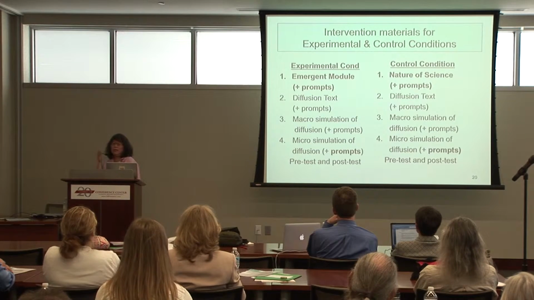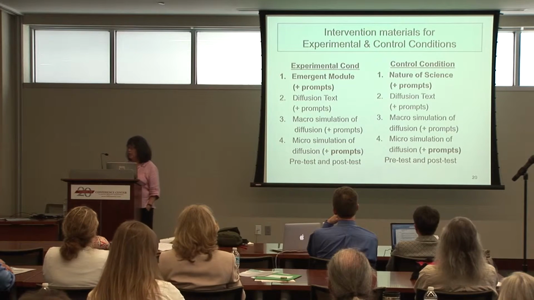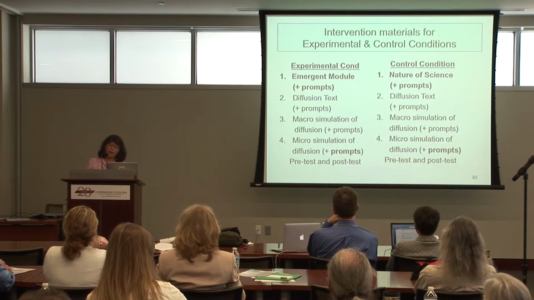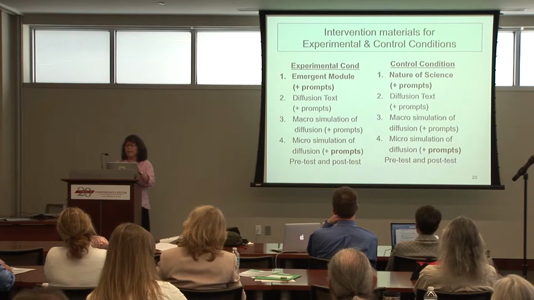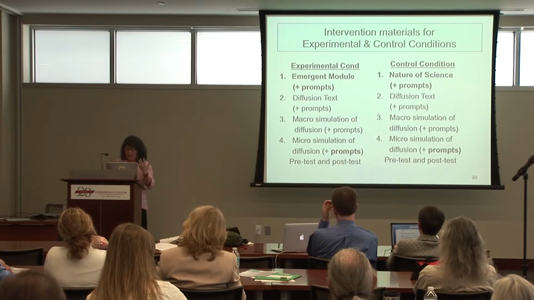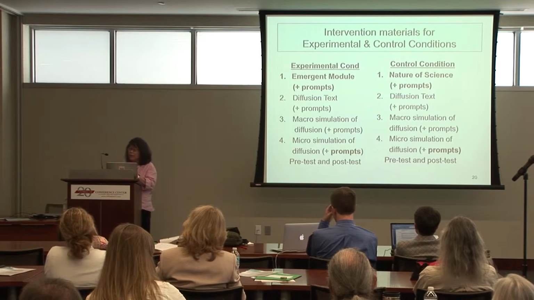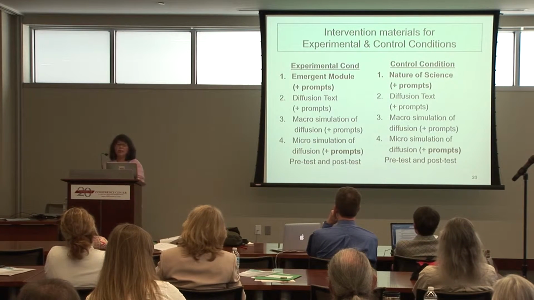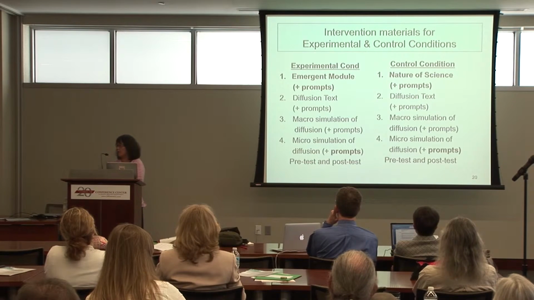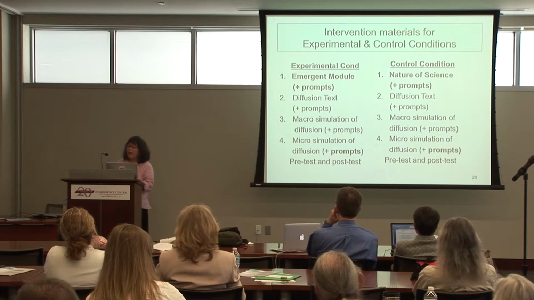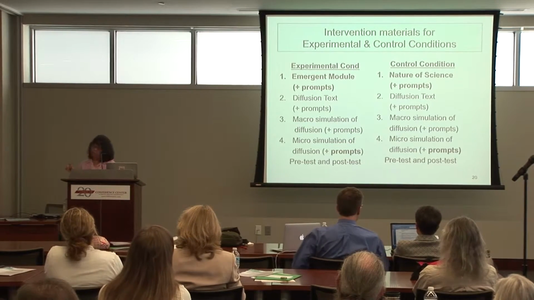So I'll just cut short and tell you what the two conditions are. These are 8th grade students who have already been taught diffusion in 8th grade. This is a pull-out after-school testing. Basically, the two conditions are identical except for what you see in the bold. On the left, the experimental condition, we created this emergent module. On the right, we gave students a nature of science sort of module.